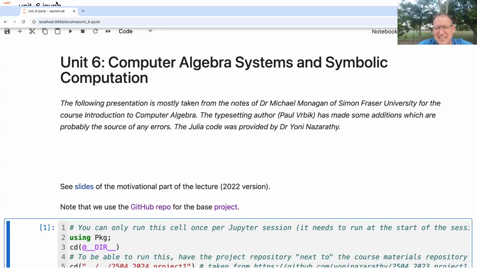Welcome to Unit 6. It's a great pleasure to introduce Dr. Paul Verbeek. Paul's been at UQ already a couple of years. When we first introduced him in this course, he was fresh off the boat or the plane or maybe the quarantine because he migrated from Canada.